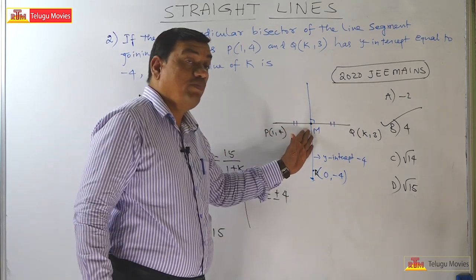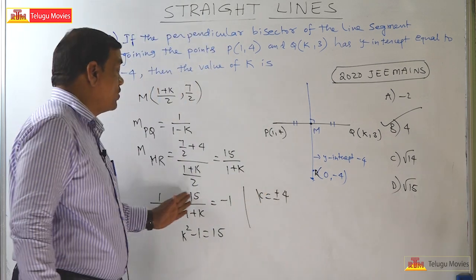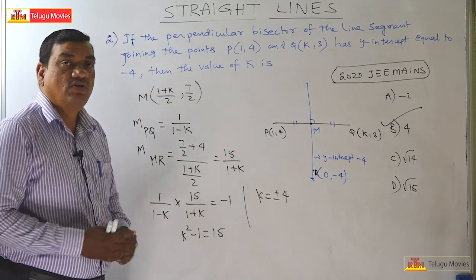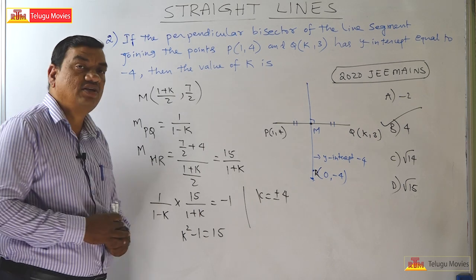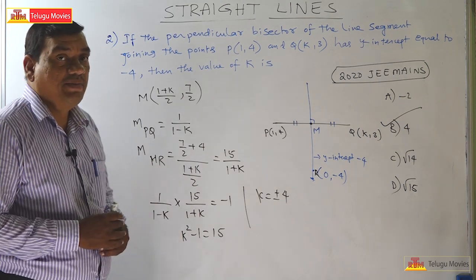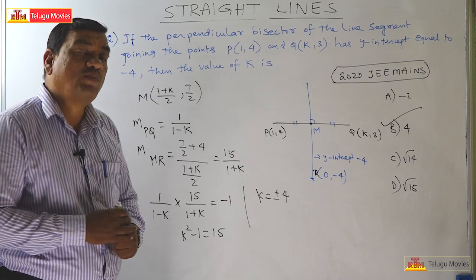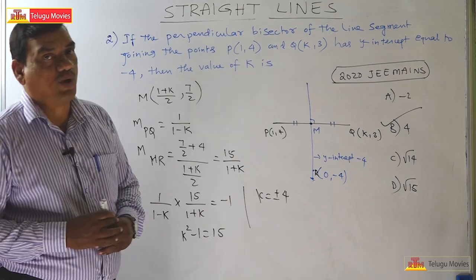So, we got a midpoint and product of the slopes is equal to minus 1. Thereby, we will get the answer. Such type of easy problems are given in your JEE Mains examination. One more such problem is there. Let us see that problem.